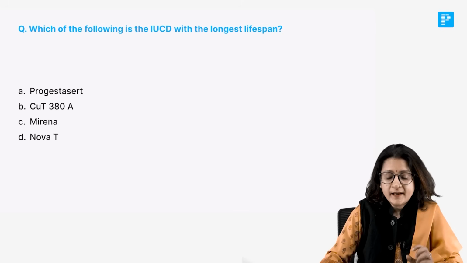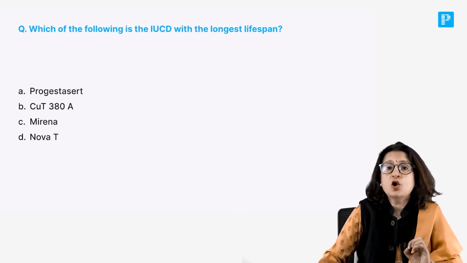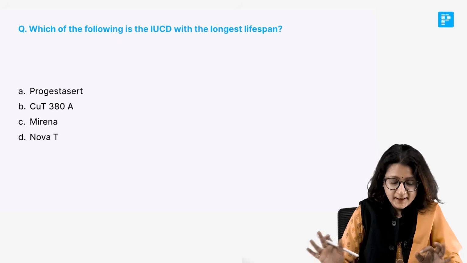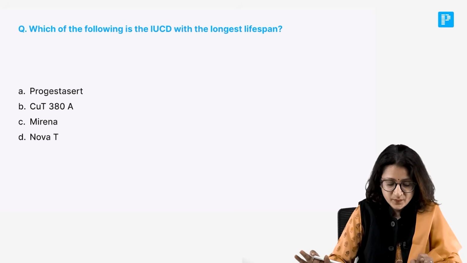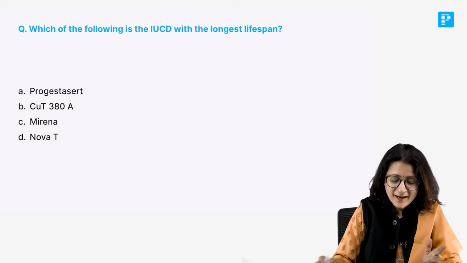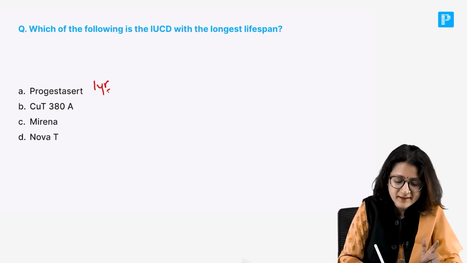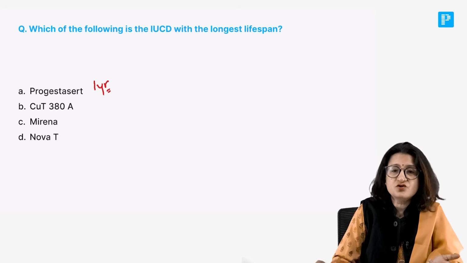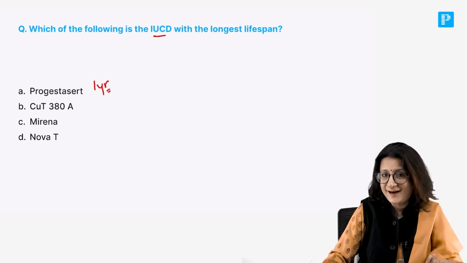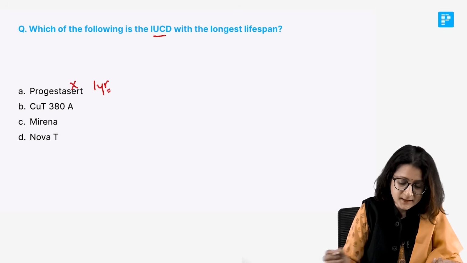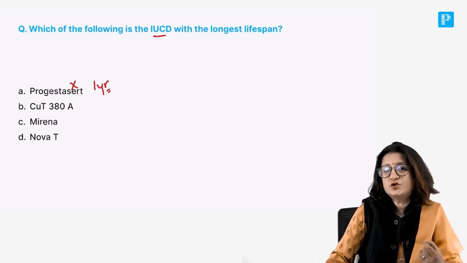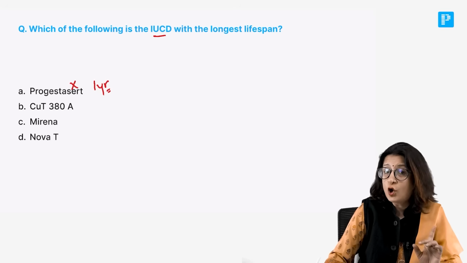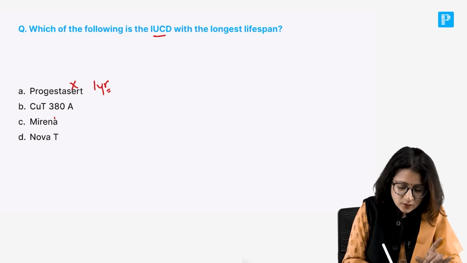Which of the following is the IUCD with the longest lifespan? So intrauterine copper containing device, they're asking you longest lifespan, right? Progestasert has a lifespan of only 1 year and it's not even used anymore. But Progestasert contains progesterone. It is not an intrauterine copper containing device. Anyways, that's not your answer. Mirena is a progesterone containing intrauterine device. It is not an intrauterine copper device, so that is also not the answer.